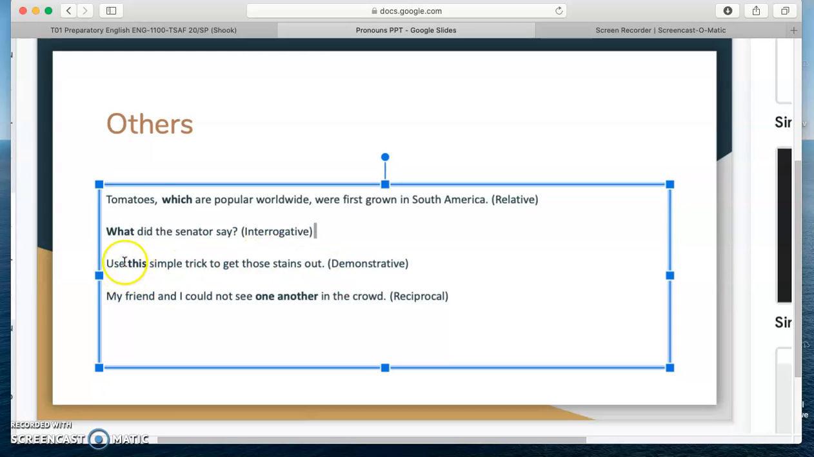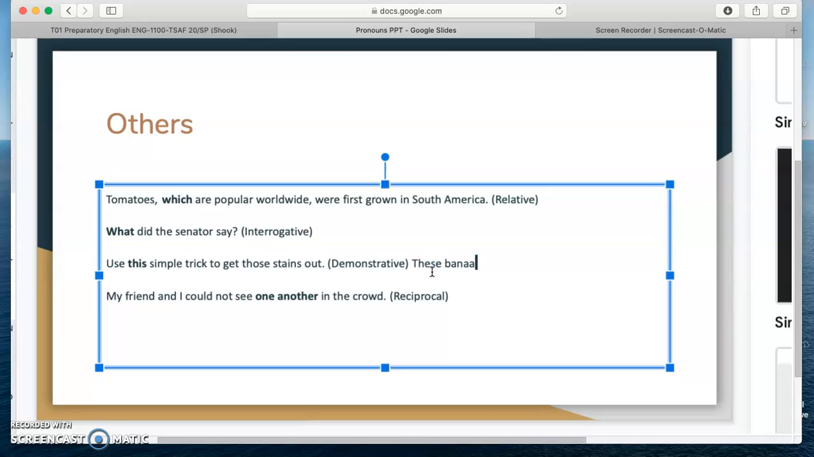The use of the word this is using a demonstrative pronoun. What it does is when we say use this simple trick, we're referring to a specific simple trick, not just using a simple trick. We're not saying use a simple trick to get the stains out, but we're saying use this specific simple trick to get those stains out.